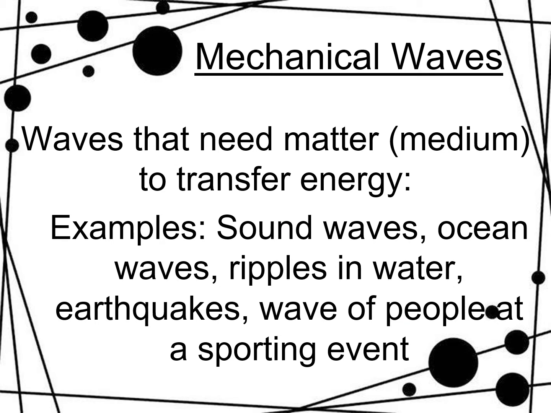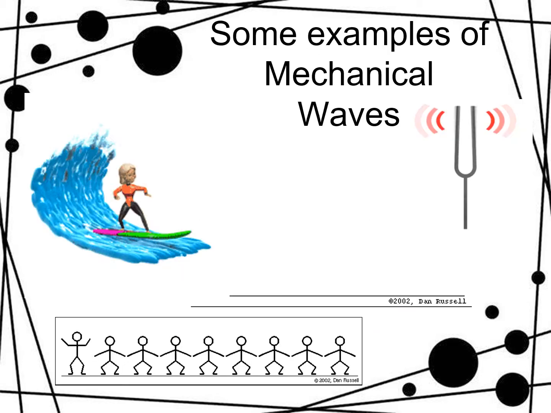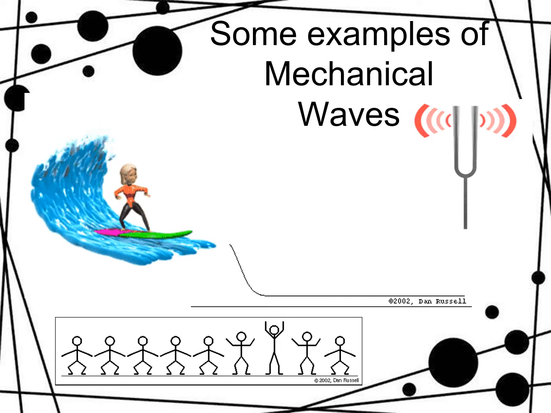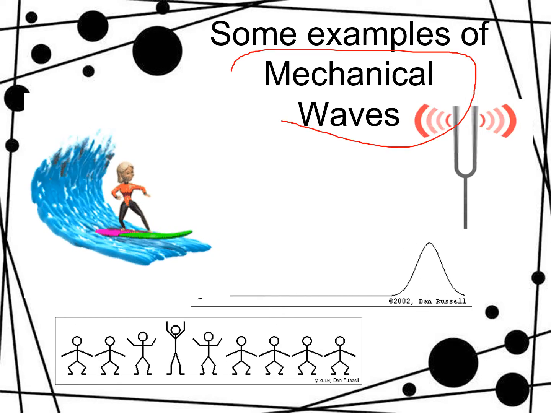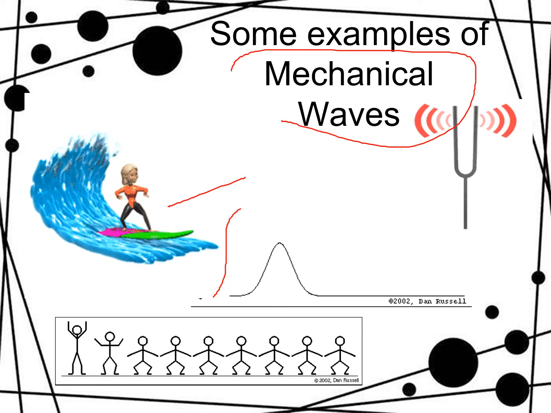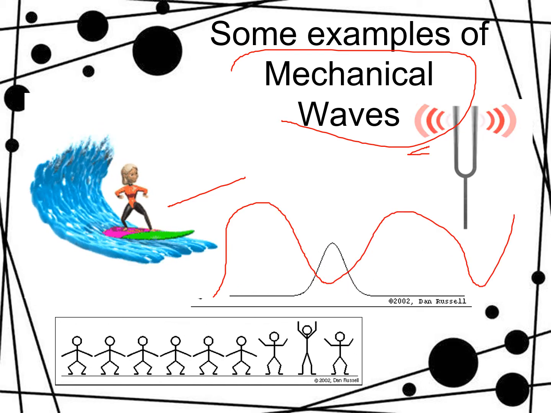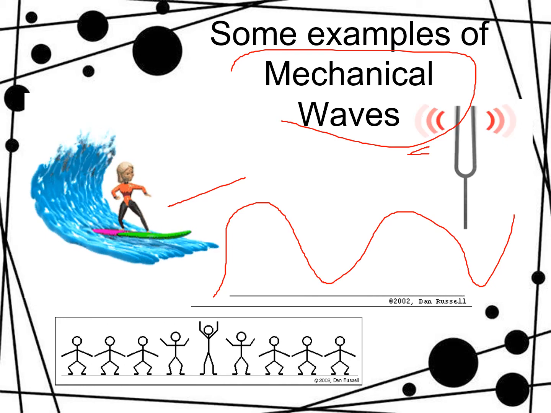Then mechanical waves need matter, as I said, a medium in order to transfer energy. Best examples again are sound waves, ocean waves, ripples in water, earthquakes, and waves of people at a sporting event. Okay, these are examples of different mechanical waves: ocean, playing a rope, a tuning fork, and the human wave. Those are the mechanical waves.